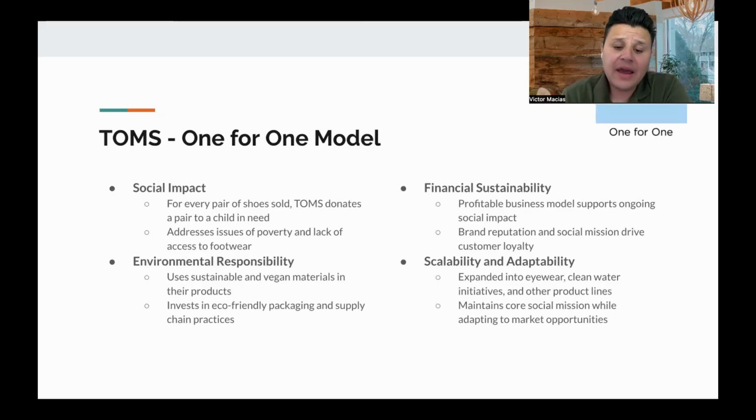And then scalability and adaptability. They've expanded into eyewear, clean water, right? So shoes is where it started. Just like, I mean, we talk about Amazon. Amazon started as books, and then they evolved and they adapted.